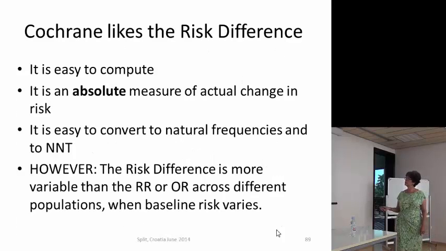Cochrane likes the risk difference. It's easy to compute. It is an absolute measure. It's easy to convert to number needed to treat, which is something that practicing physicians always want to know about. But it really is more variable than the risk ratio or the odds ratio across different populations, and also when the baseline risk differs across populations.